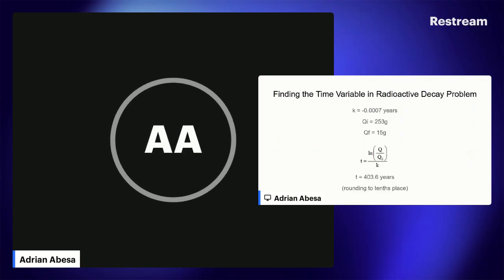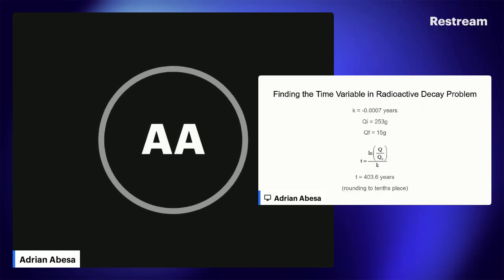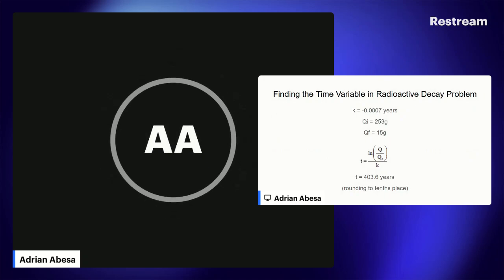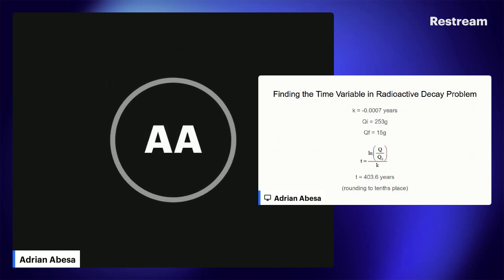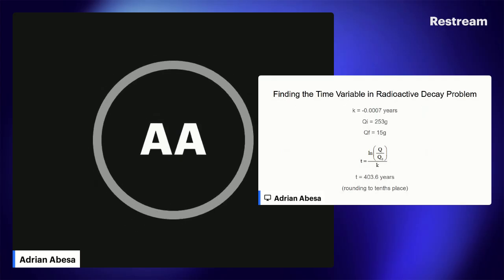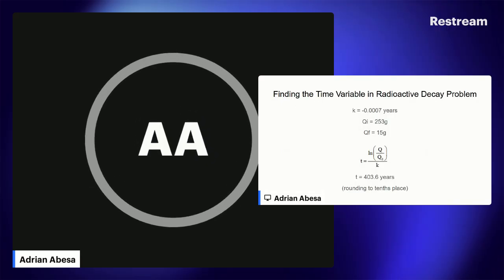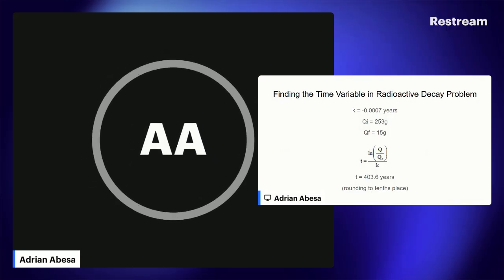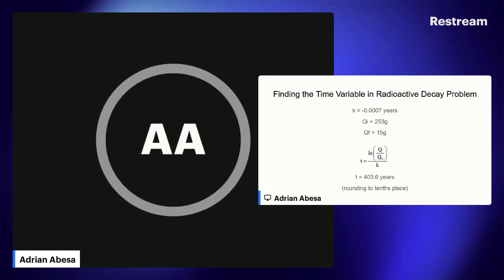Now, we're going to skip the whole word problem thing since, to the viewers watching at home, I'm going to have faith in you and I bet you can figure word problems out. So we're just going to go straight to the dissection. Our constant is going to be a very small number, negative 0.0007 years. Our initial quantity is going to be 253 grams. I try to use the proper terms. And then our final quantity is going to be 15 grams.